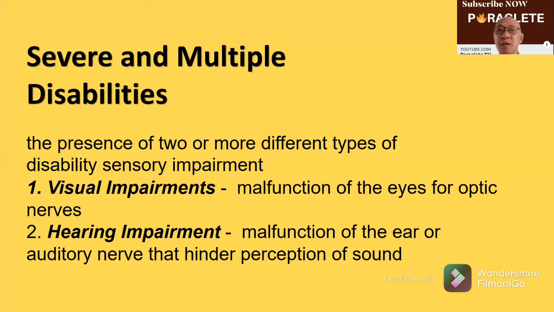So when we speak about visual impairment, there is, of course, a malfunction of the eyes or optic nerves. So they could not see well. They can have too much farsightedness or too much nearsightedness. And of course, we have hearing impairment, and this is about the malfunction of the ear or auditory nerve that hinders perception of sounds. These two impairments are really severe in multiple disabilities and must be taken care of by a doctor to look into what necessary help can be given to them.